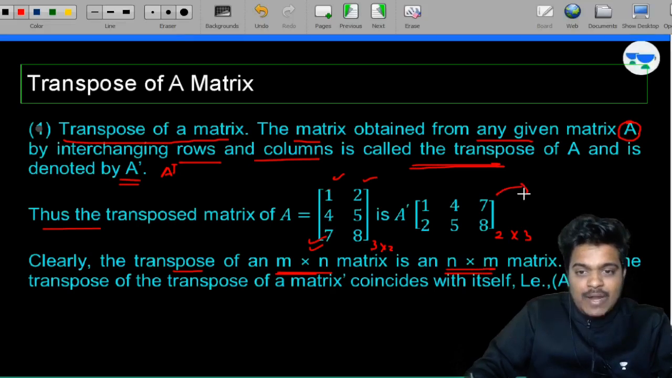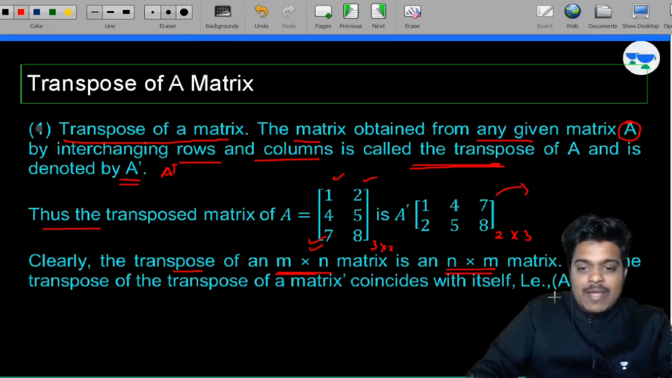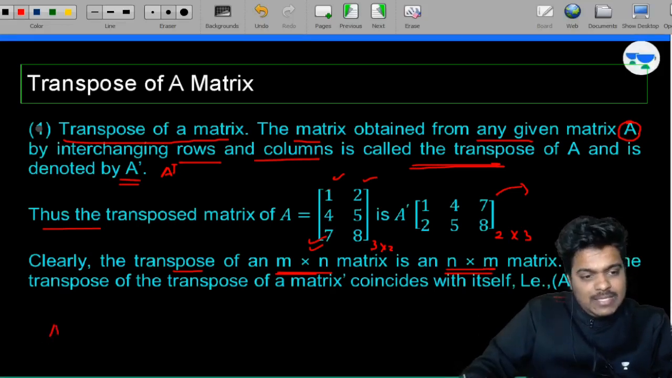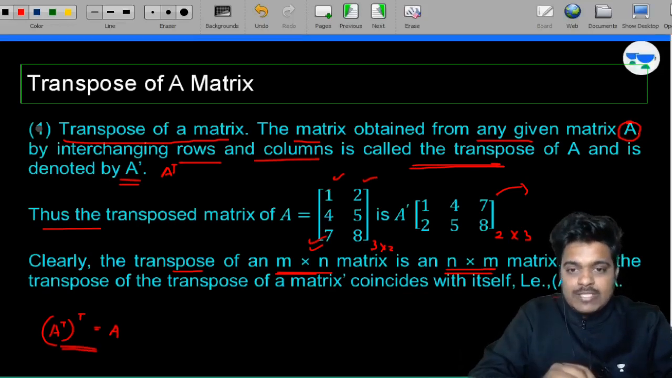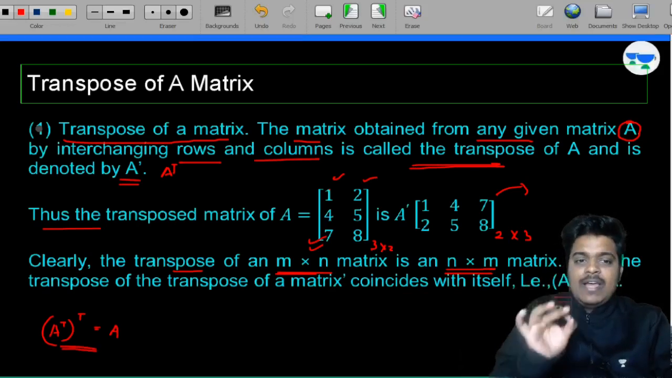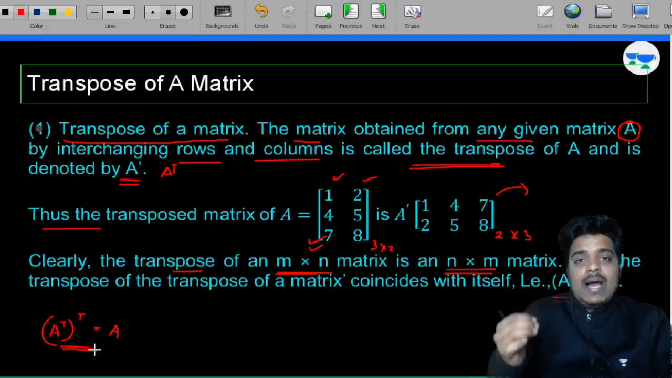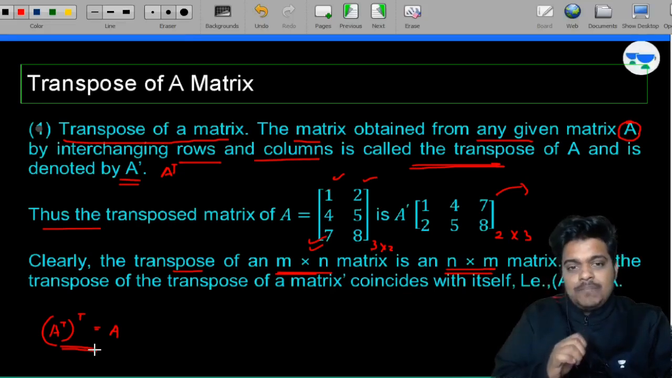And again, if you find the transpose of this matrix, it becomes the original matrix. So that is why the transpose of the transpose of a matrix becomes equal to the original matrix. I hope you are clear with this concept of transpose of a matrix. And in upcoming concepts, we will understand where this transpose of a matrix will be used. Okay.